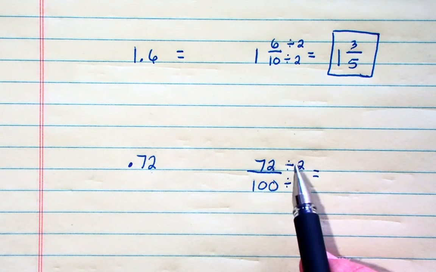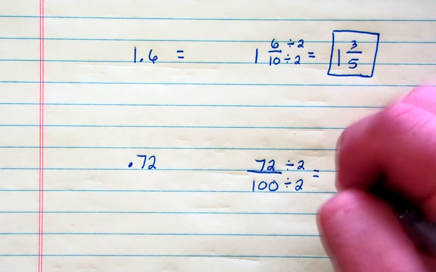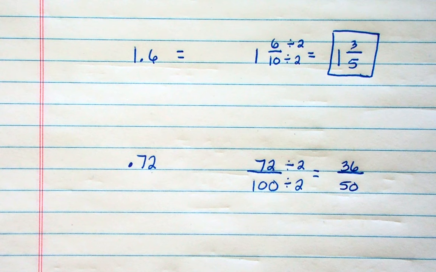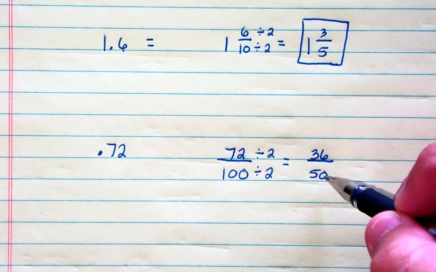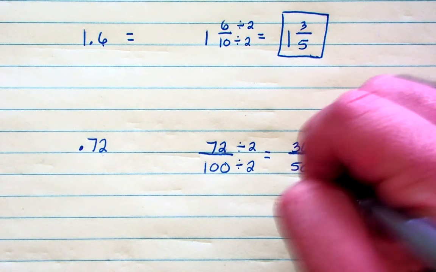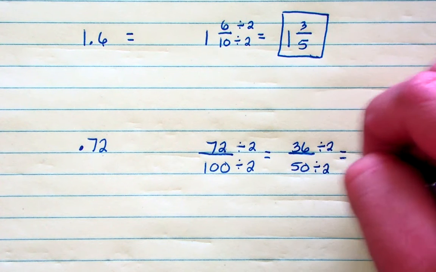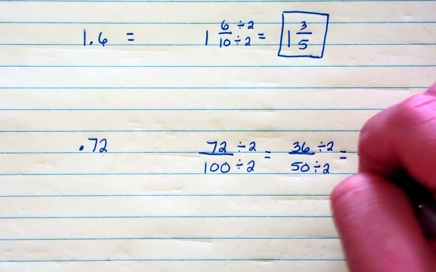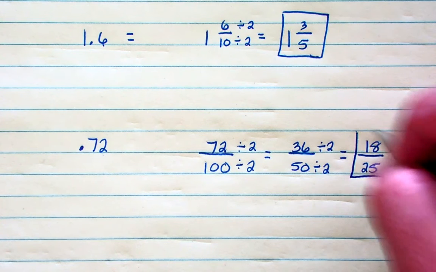Well, half of 72 is 36. Half of $1 is 50 cents. Am I done? No, I'm not. You see how they're both even numbers again? It ends in a 6 and it ends in a 0. It means they're both divisible by 2 again. Half of 36 is 18. Half of 50 cents is a quarter. Well, that can't be simplified any lower. This is it. You are done.